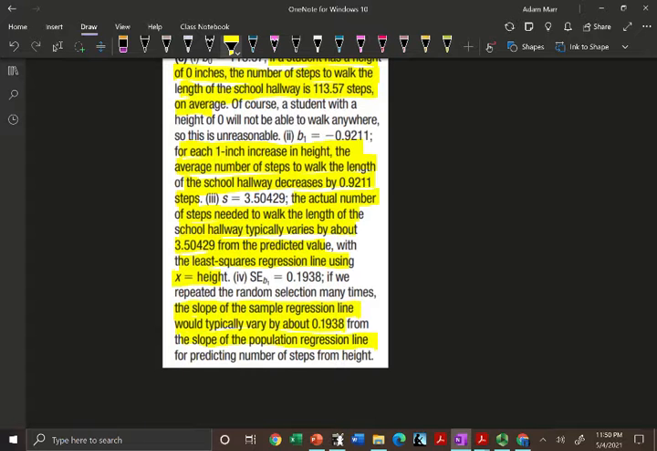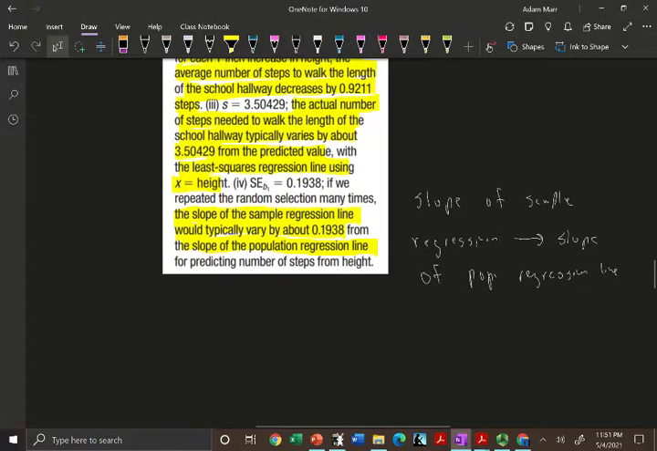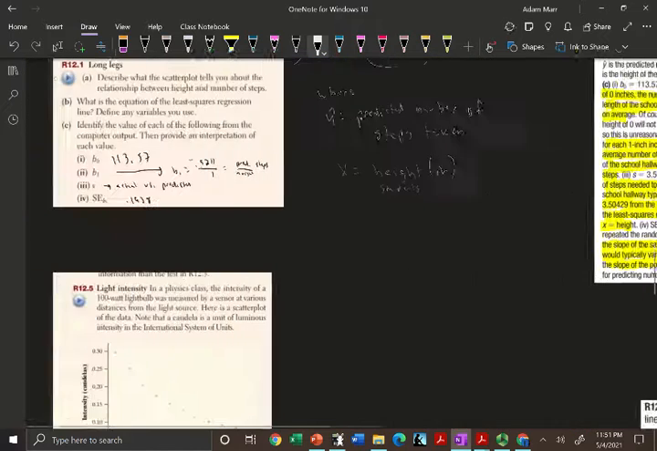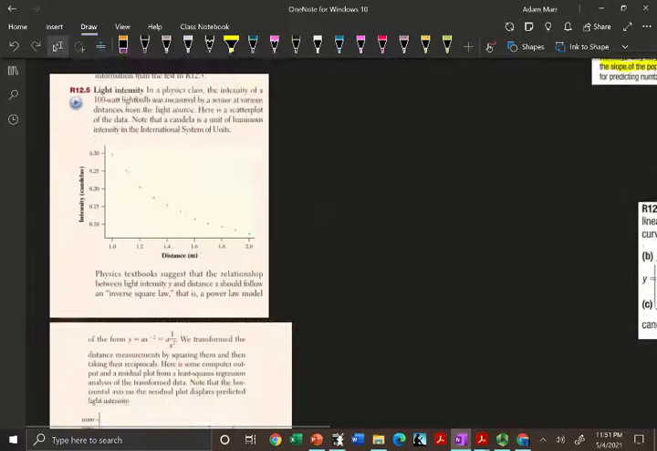And then, you know, for predicting number of steps from height. So we're comparing right here the slope of the sample regression line and how much it would typically vary to the slope of the population regression line. Okay, so remember, slope of sample is b sub 1. Slope of population regression line is beta sub 1. Okay. All right, so that's that right there.